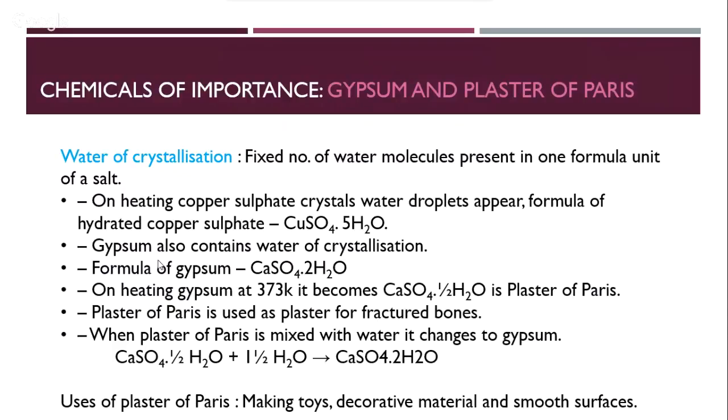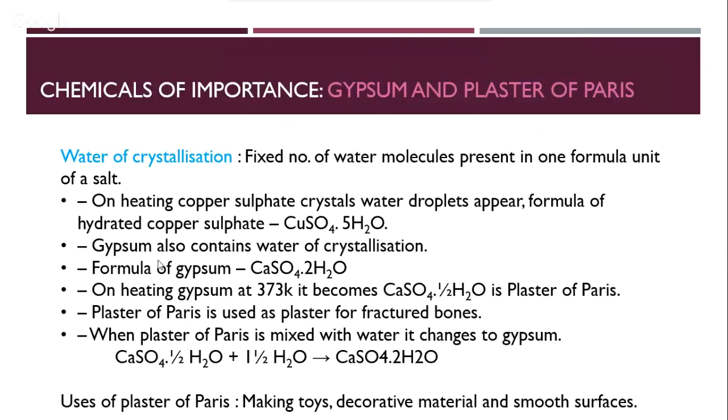So let's understand what is water of crystallization. It is basically the fixed number of water molecules present in one formula unit of a salt. So if you heat copper sulfate crystals, water droplets appear, which means that copper sulfate crystals had some water inside it before we started heating it. So gypsum is basically a salt with that water of crystallization. Its formula is CaSO4·2H2O.